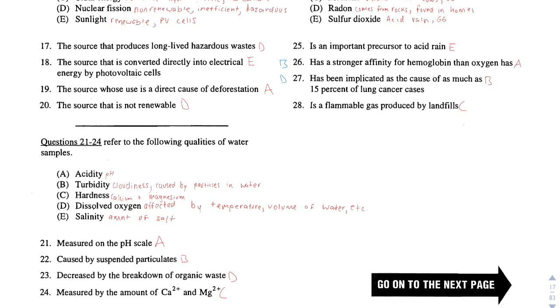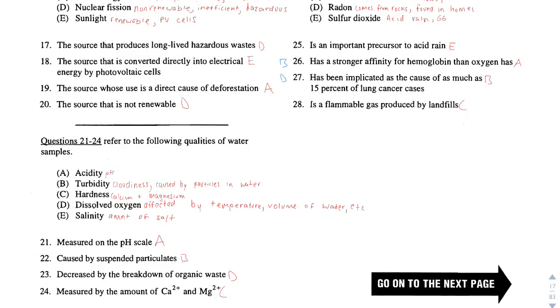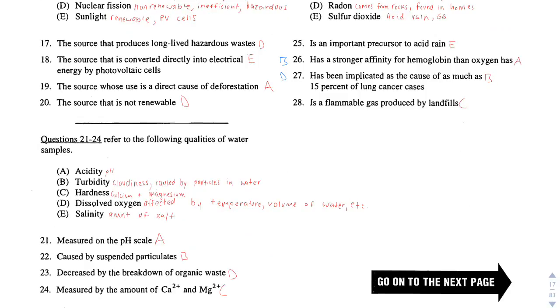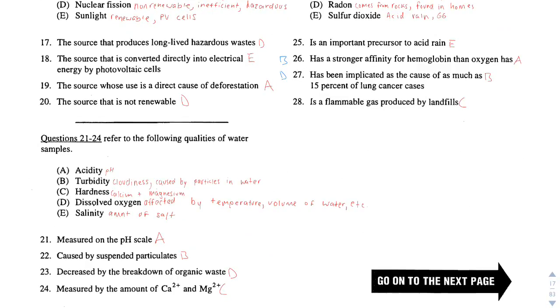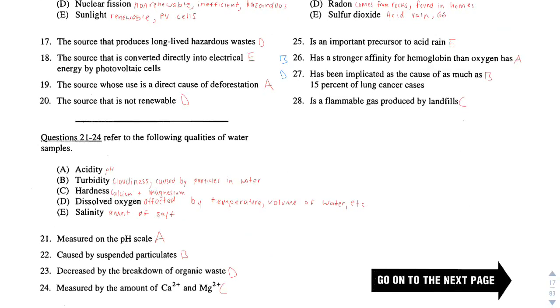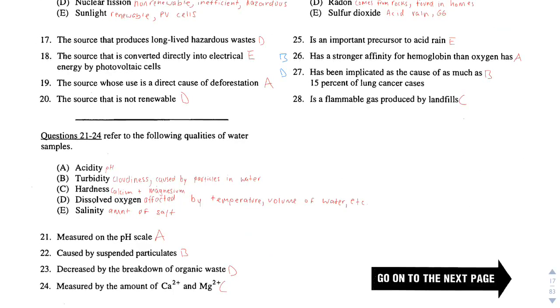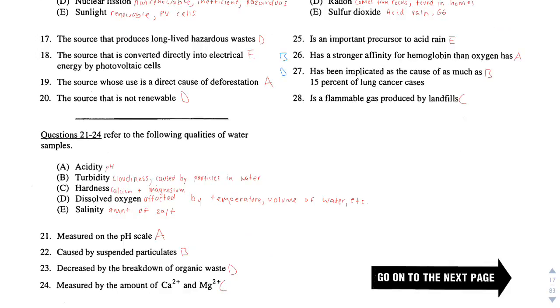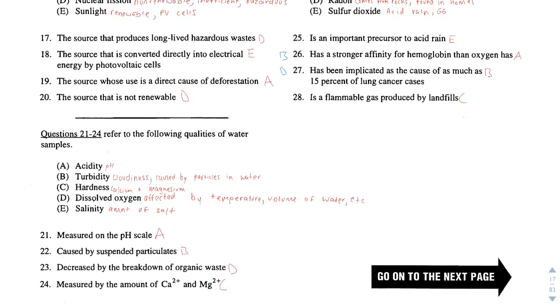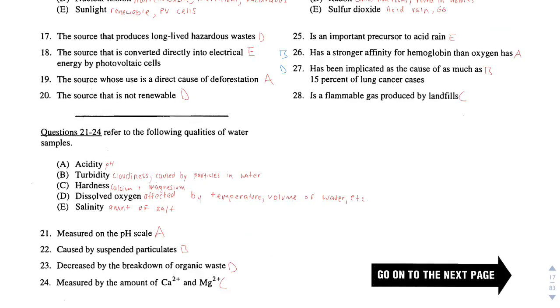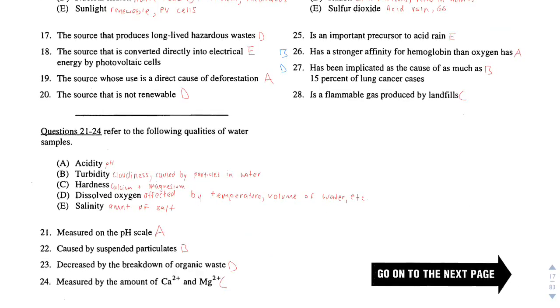For questions 25 through 28, option A, carbon dioxide, is a greenhouse gas and is absorbed by plants. Option B, carbon monoxide, can be very harmful when inhaled and is a greenhouse gas. Option C, methane, is waste from cows and is a greenhouse gas. Option D, radon, comes from rocks and is found in homes. Option E, sulfur dioxide, can be found in acid rain and is a greenhouse gas.